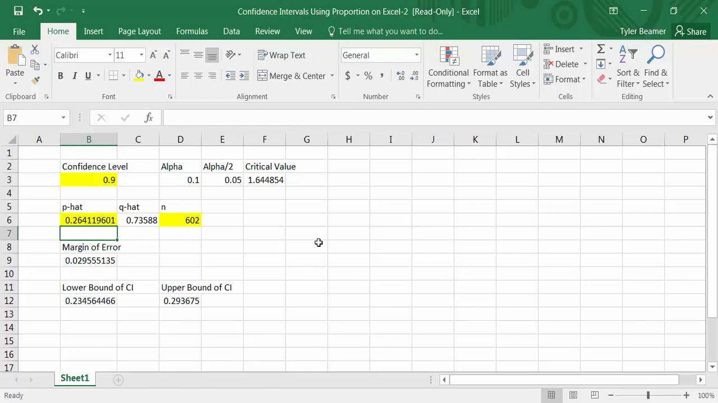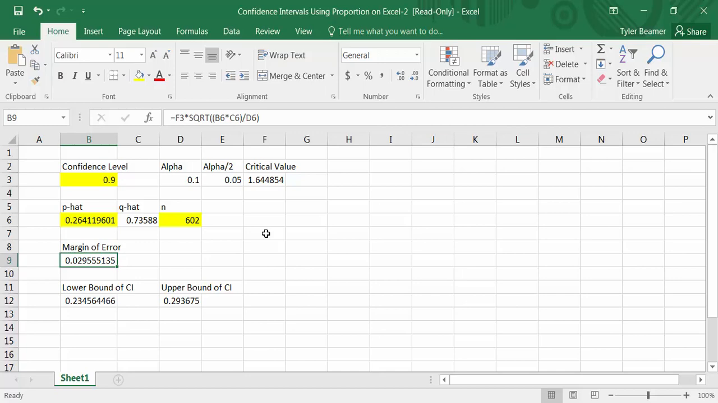Q hat is the percentage of the sample that is not yellow peas, so in this case would be green peas. And so that's roughly 74%. Once again, we put that in as a decimal. And then everything else is automatically calculated for you based off of the values that you put in, which once again should only be the cells in yellow. If you put in anything else in these other cells, it'll change the formulas.